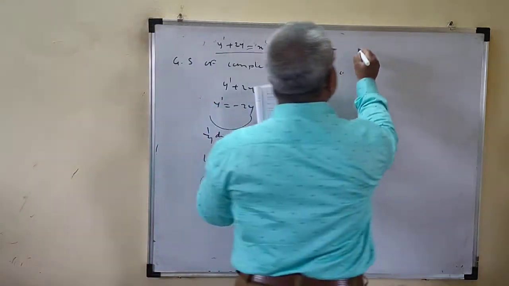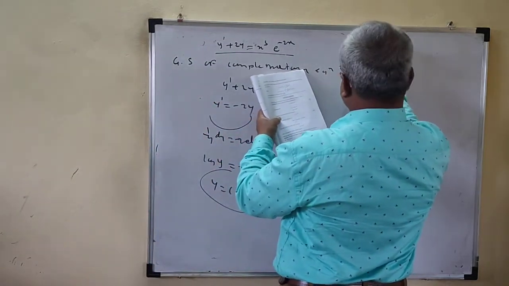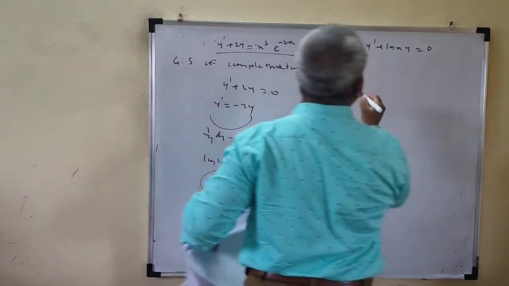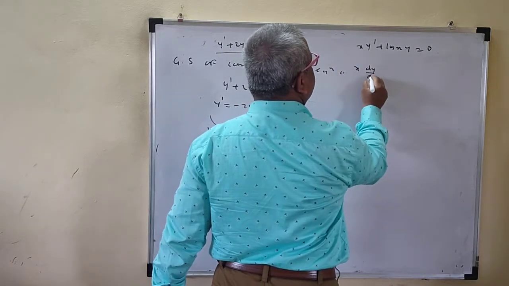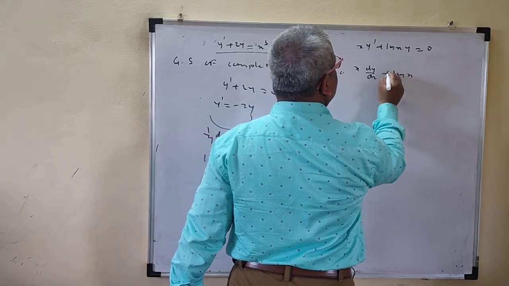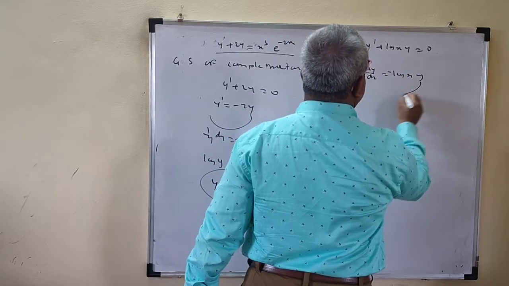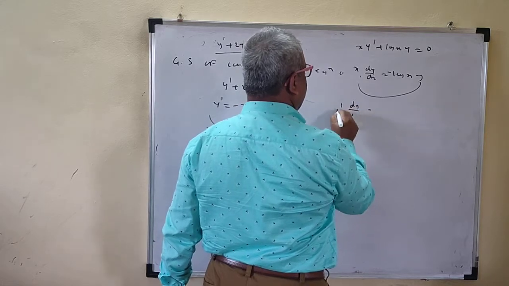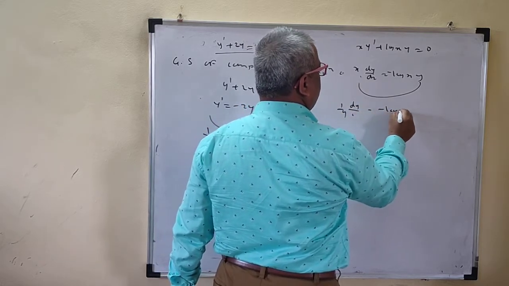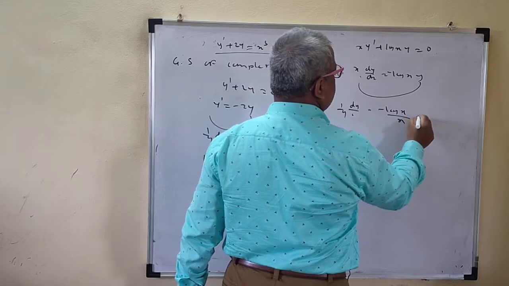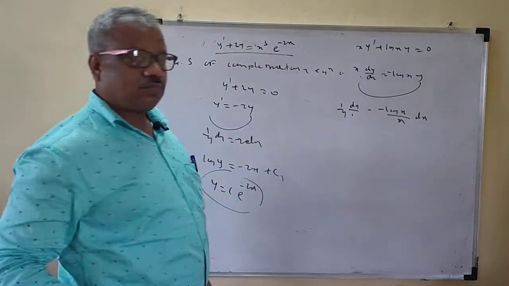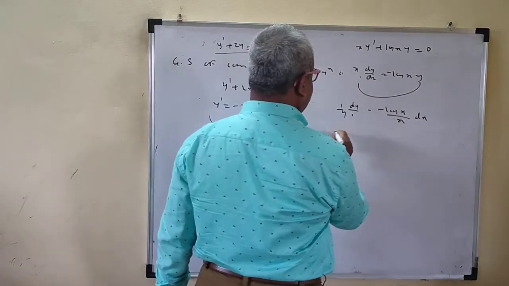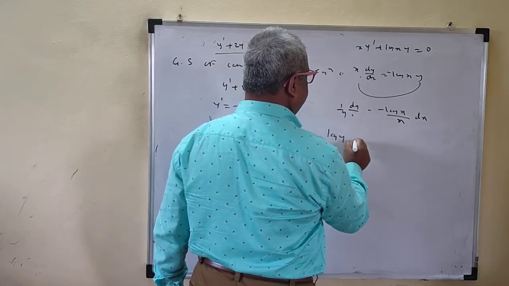Suppose we have this equation x y prime plus log x times y is equal to 0. So I'll write this as x dy by dx is equal to minus log x times y. I'll shift y here, so this is 1 by y dy is equal to minus log x upon x dx. Now we will integrate. This is log y.